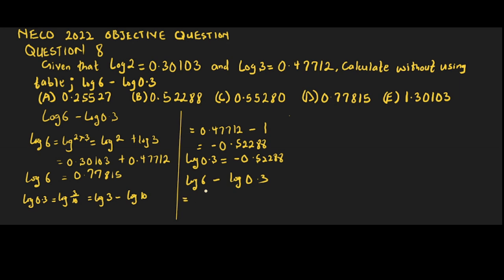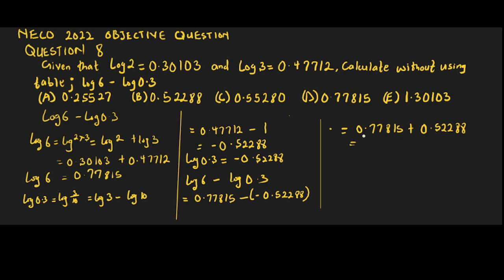Now, the question asks us to calculate log 6 minus log 0.3. And here, log 6 is equal to 0.77815 minus log 0.3, which is equal to minus 0.52288. We have this, so here we have 0.77815 plus 0.52288. This will turn to plus because minus times minus will give us plus.